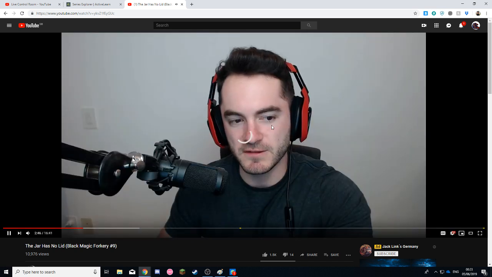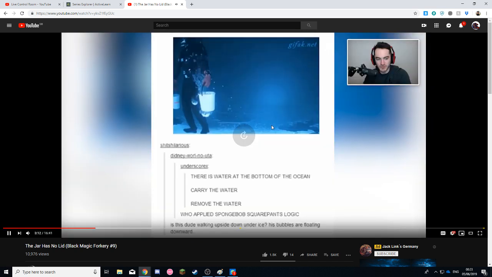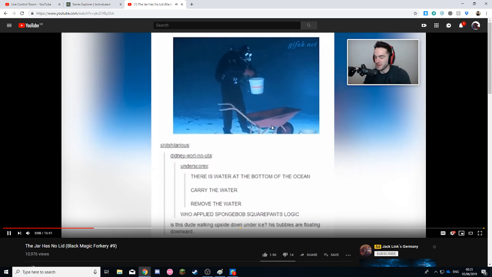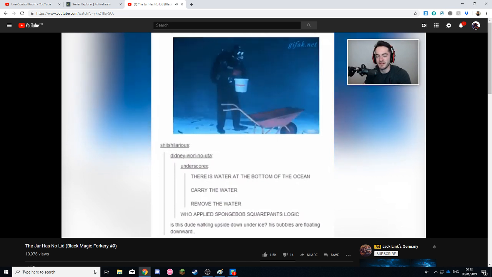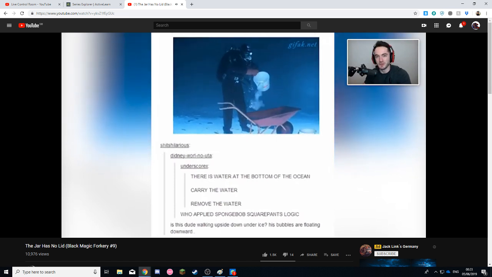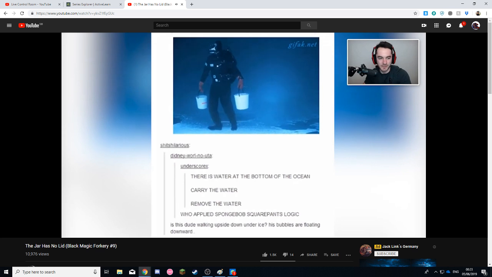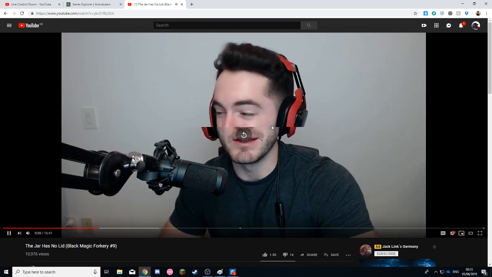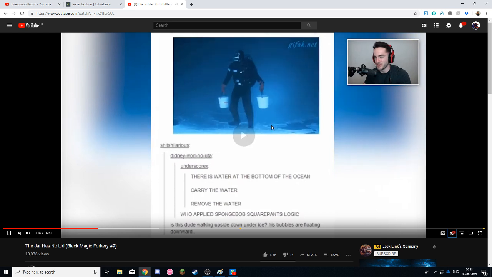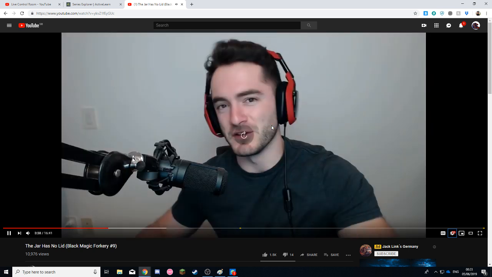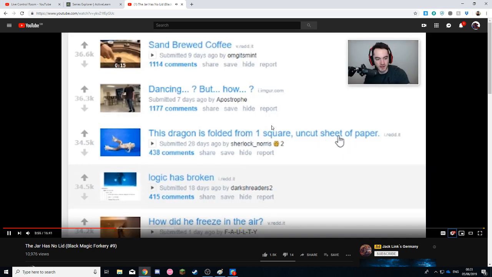For long walks on the bottom of the ocean to fetch water to bring back to feed my household or allow us to shower. The water that I'm walking through is a little bit too salty, but did you know you can get some really heavy fresh water? Oh crap! That's not water, that's bubbles, and that's ice. Oh crap, that's really sick. One square uncut sheet of paper.